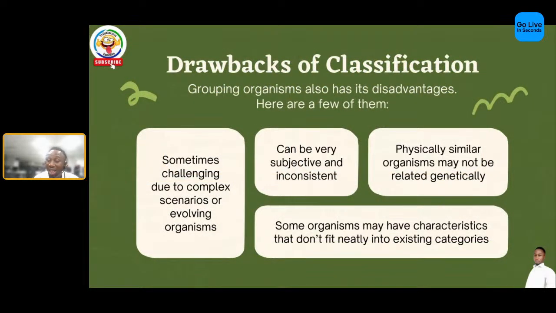So anything that has advantages must surely have setbacks, must have disadvantages. So now, what are the disadvantages of classification? Grouping organisms also has its disadvantages. Here are a few of them.